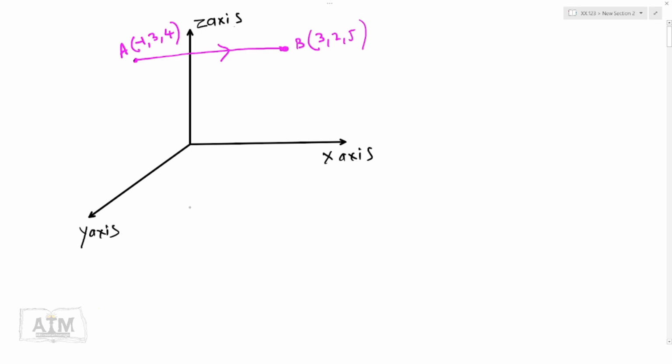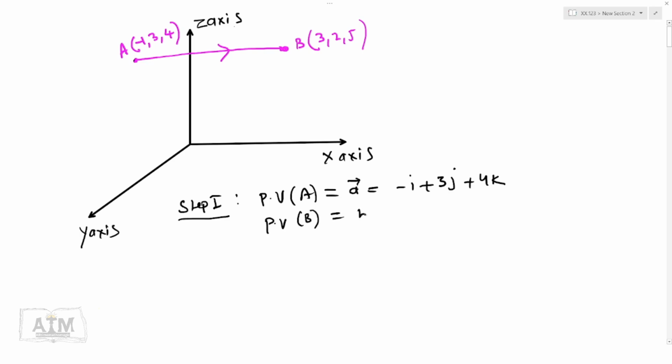So first of all, step 1, you find out the position vector, short form PV, of point A, that equals vector a, that equals minus i plus 3j plus 4k. It is actually minus i cap plus 3j cap plus 4k cap. But while teaching in the classroom, we just speak i, j, k, but actually they are i cap, j cap and k cap. Similarly, we find out the position vector of point B, that is vector b.